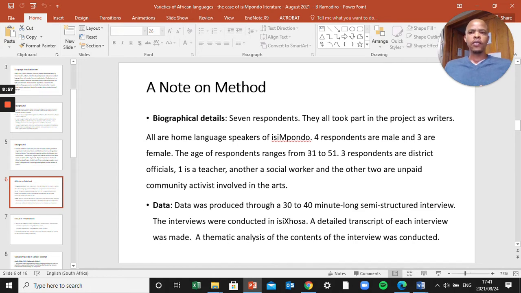And the data itself was collected via a semi-structured questionnaire, which took about 30 to 40 minutes. It was transcribed in detail, and then we looked for some basic patterns in the data. So the rest of the presentation is based on the analysis of the data. Actually, it's a very preliminary analysis of what we're learning about what people are thinking.